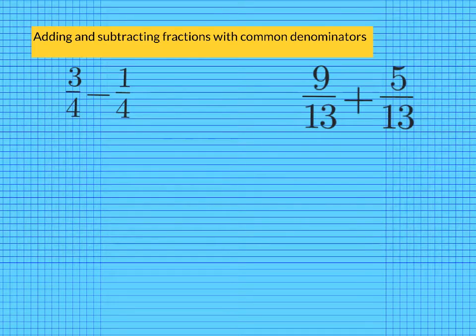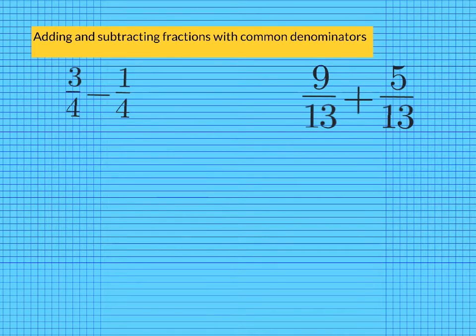Today we're going to look at adding and subtracting fractions with common denominators. So let's remember what this word means. Common means it's the same. Denominator is the bottom number. So in this example, 13 is the denominator. In this example, 4 is the denominator. So let's take a closer look at these ones.